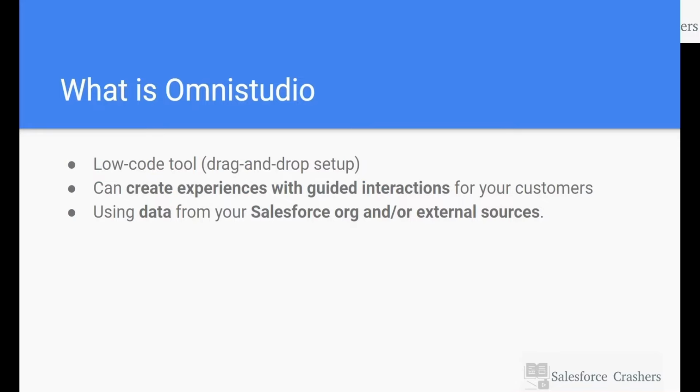So what is Omnistudio? It's a low-code tool with a drag and drop setup. The current trend of Salesforce is low-code versus pro-code. And Omnistudio is one such low-code tool that can help you create tailor-made solutions without extensive coding expertise. It can help you create experiences with guided interactions using data which resides in your Salesforce org, or it can be your external system too.